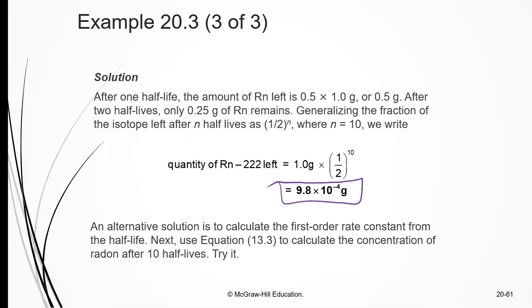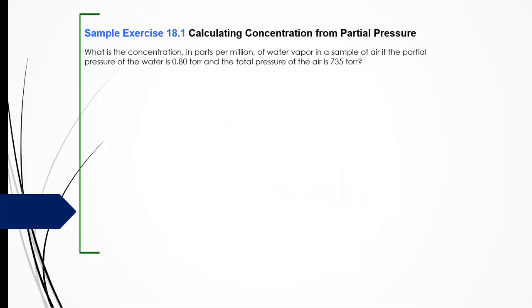And you can see here that the atmospheric chemistry is really just one way for us to talk about some of this other chemistry we already know. Right? So what is the concentration of parts per million of water vapor in a sample of air if the partial pressure of water is 0.80 torr and the total pressure is 735 torr? Right? So us talking about the atmosphere and us looking for partial pressure is all tied into atmospheric chemistry, but it's really not that we have to learn something new. This is all material that we already have covered, right? We've already covered partial pressures.